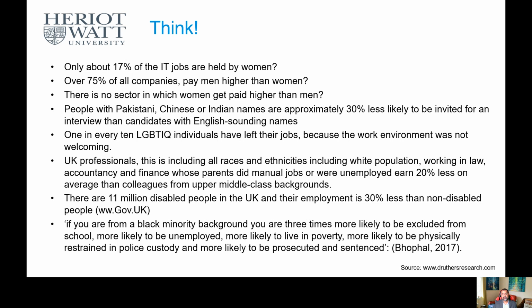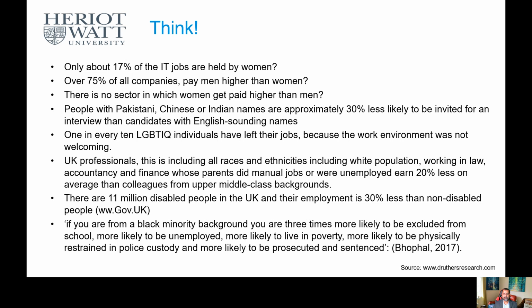People with Pakistani, Chinese, and Indian names are approximately 30% less likely to be invited for an interview than candidates with an English-sounding name. One in every LGBTIQ individual has left their jobs because the work environment was not welcoming. UK professionals, including all races and ethnicities, including the white population, who are working in law, accountancy, and finance sectors, whose parents did manual jobs or were unemployed, earn 20% less than the colleagues from upper middle class backgrounds.